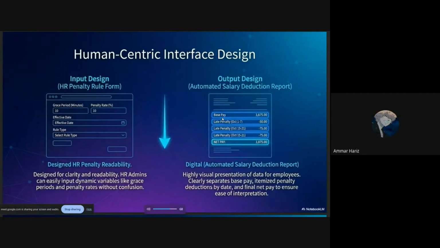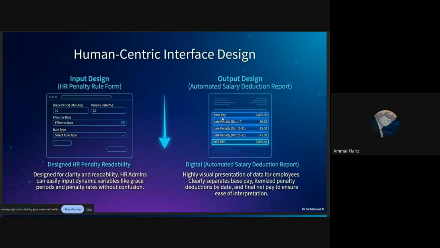Alright, thank you, Amar. We designed our user interface with a focus on simplicity and clarity. On the left, we have the input design, which is the HR penalty rule form. This is designed for HR administrators to easily input dynamic variables. They can set the grace period in minutes, define the penalty rate percentage, choose the effective dates, and select the specific role type without needing technical database knowledge.